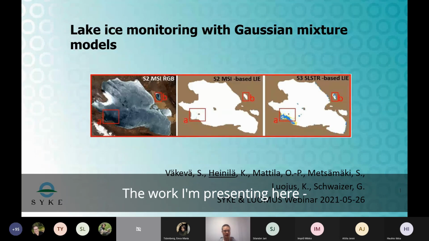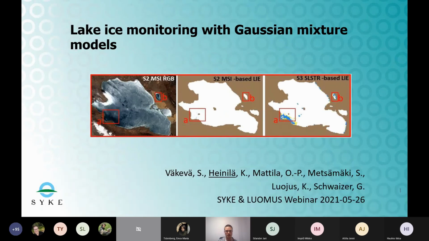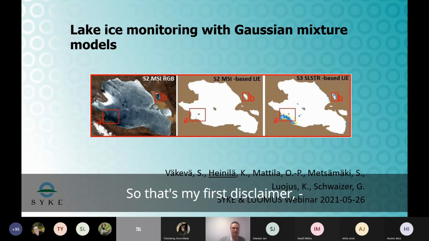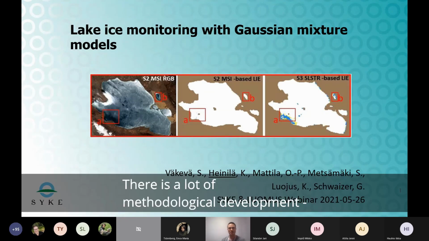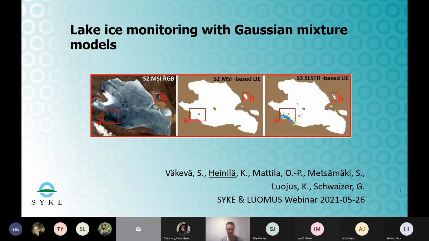And the work I'm presenting here is part of the researcher Kirsikka Heinilä's work, but she is now out of office, and I'll do my best to replace her now. So that's my first disclaimer, that I am just the technical supervisor to our production lines, and there is a lot of methodological development that has happened over time and with different persons.